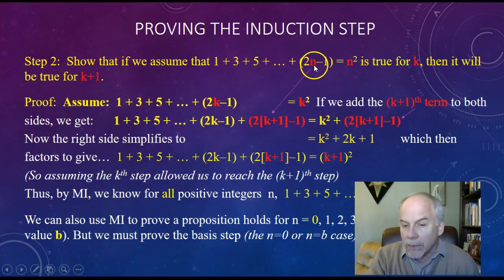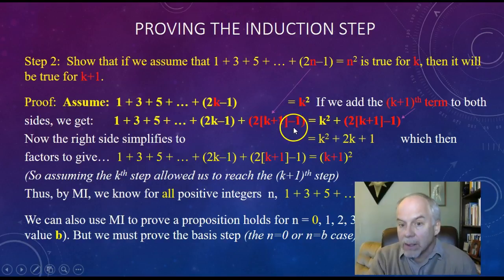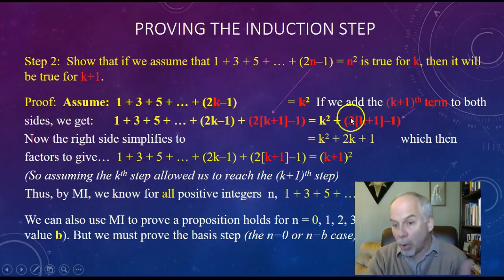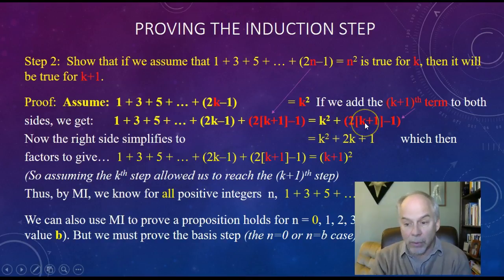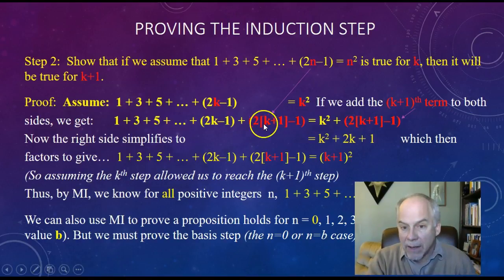Now, the k plus 1th term means that I'm going to plug in k plus 1 for n. And so I showed that right here. 2 times k plus 1 minus 1 is the next term when n is k plus 1. But I have to add that to both sides. Of course, what you do to one side of an algebra equation, you've got to do to the other side. So that's what I did. I added the k plus 1th term to both sides.